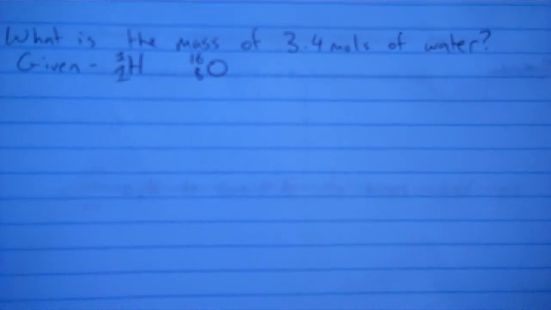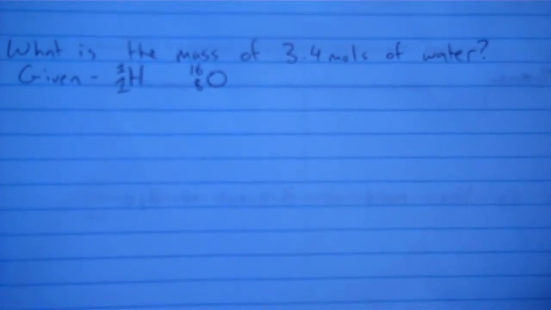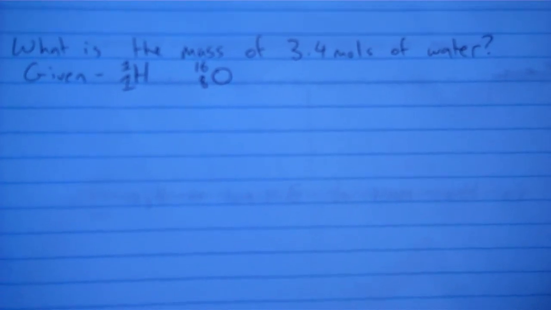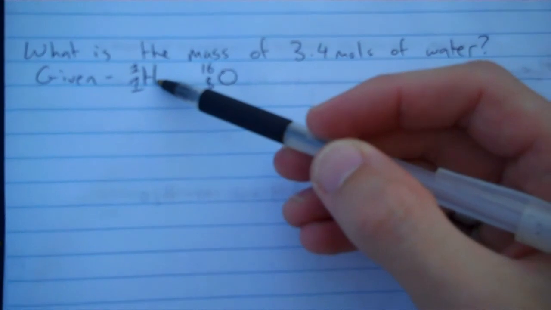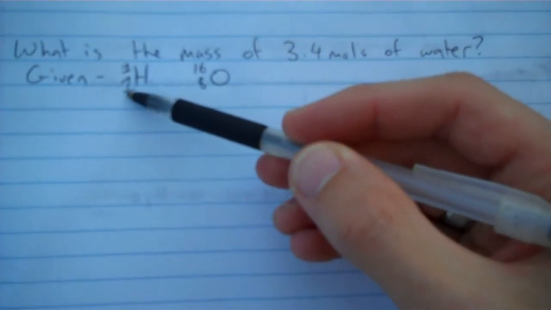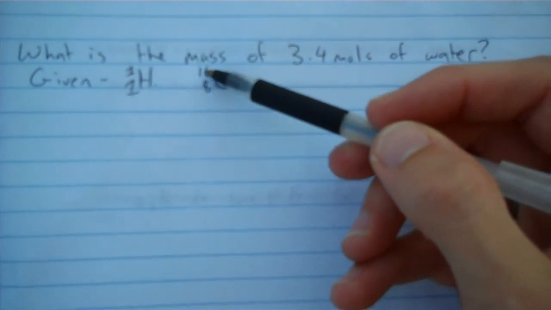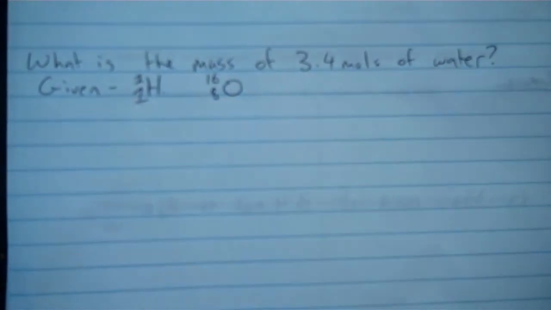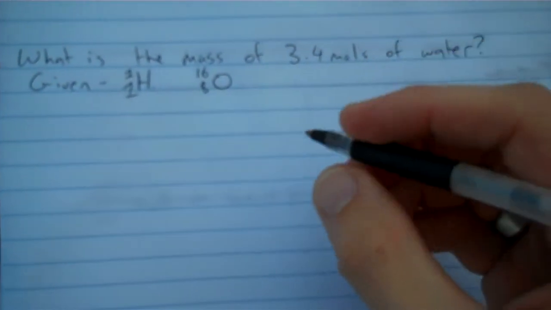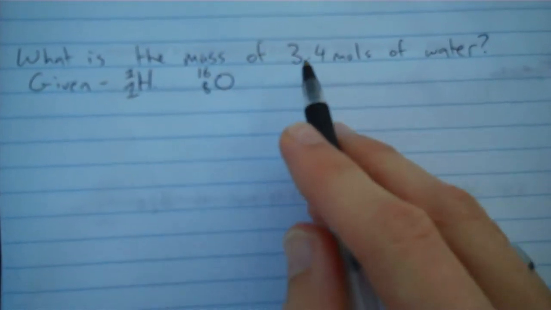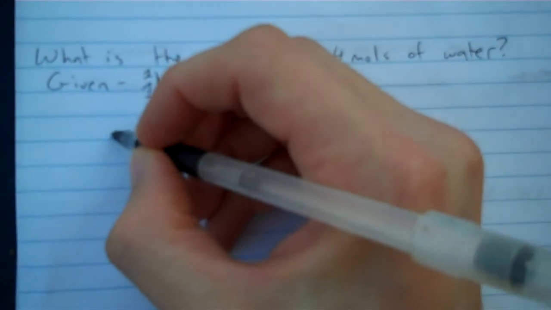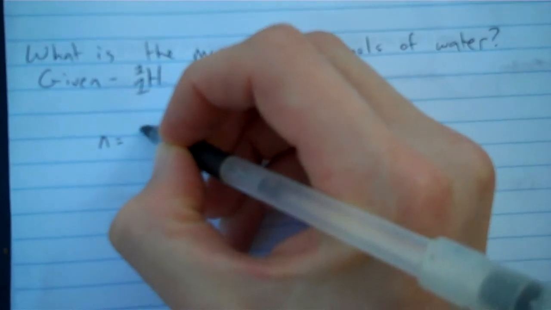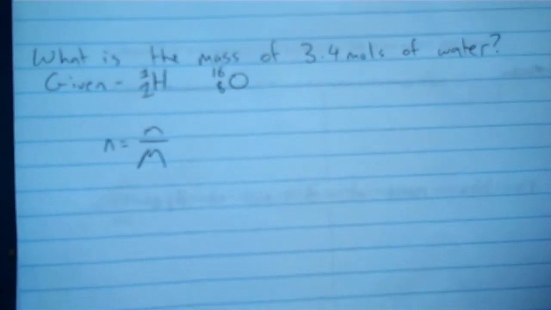Okay, so my question is, what is the mass of 3.4 moles of water, given hydrogen has a mass number of 1, atomic number of 1, and oxygen has a mass number of 16, and atomic number of 8? So I'm given moles, and I'm asked for mass. So I'm going to be using the equation n equals little m over big M.